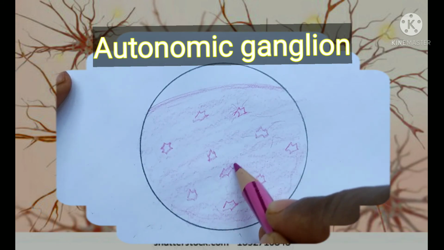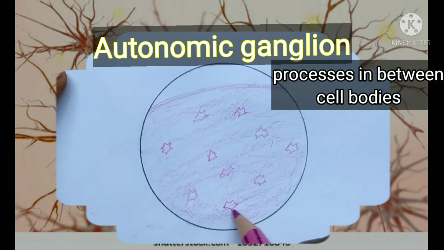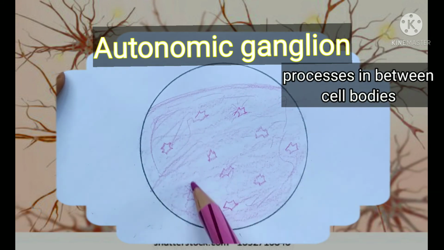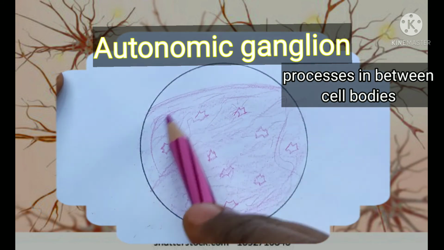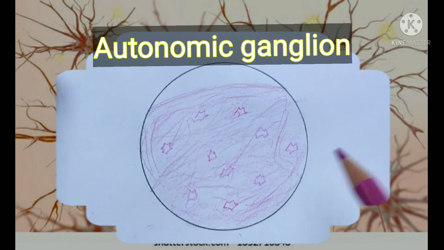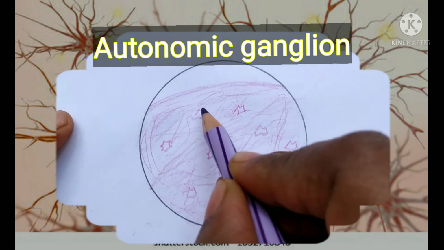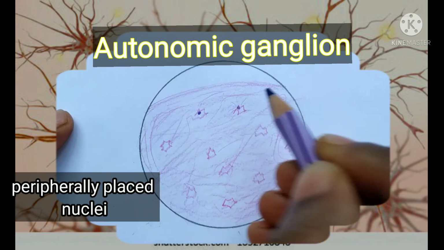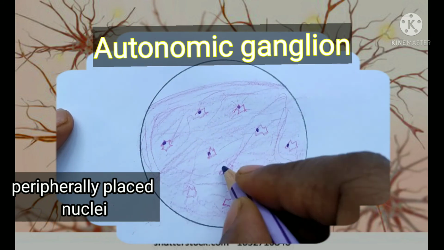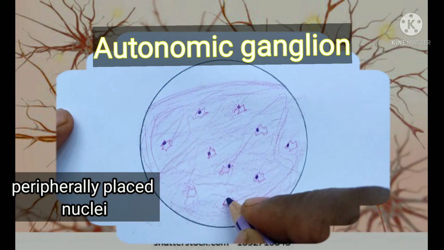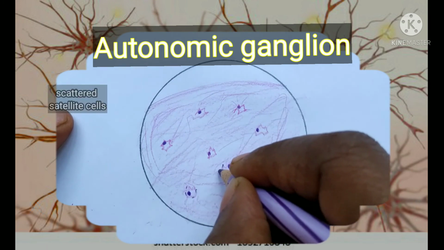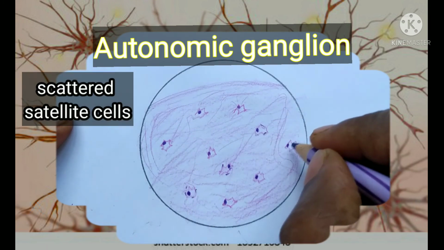As it is multipolar, they are smaller and scattered. Among the many axons and dendrites in between, these cells are smaller in size and scattered. They are not in groups, they are scattered. And they have a round large nucleus, but it is peripherally placed. Remember, in the sensory we have a centrally placed nucleus, here we have a peripherally placed nucleus. And as it is a multipolar neuron, you have a lot of processes, the dendrites, axons and all.